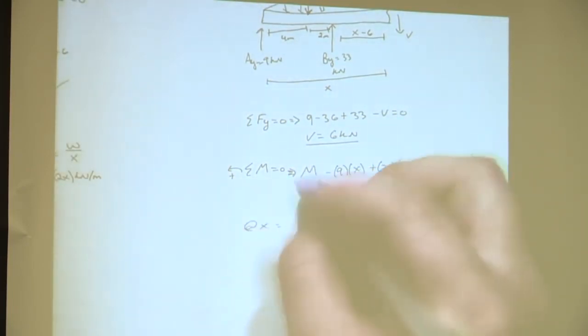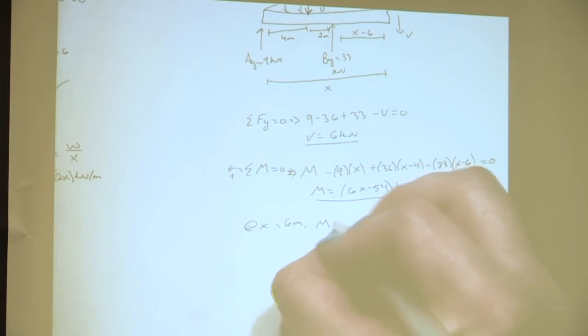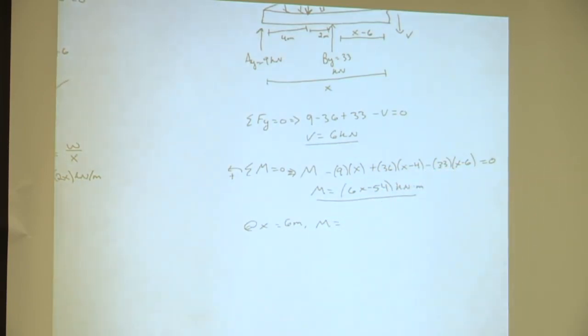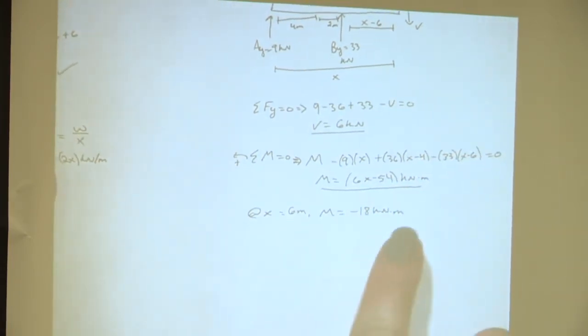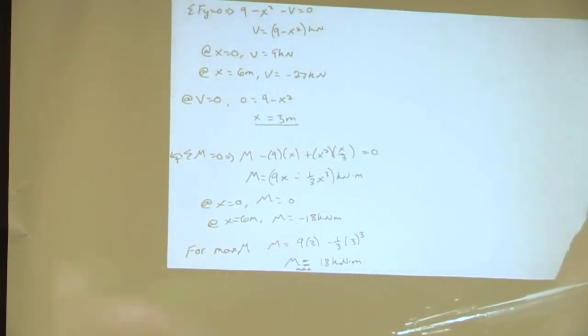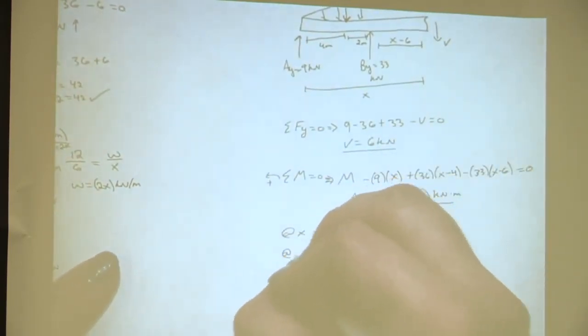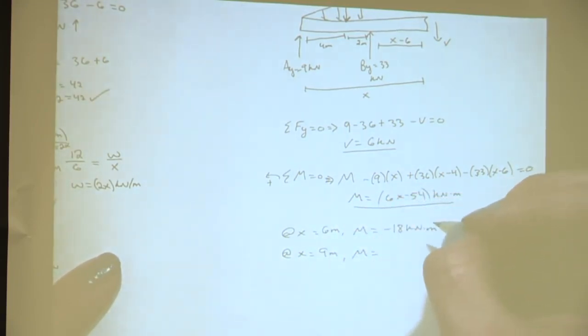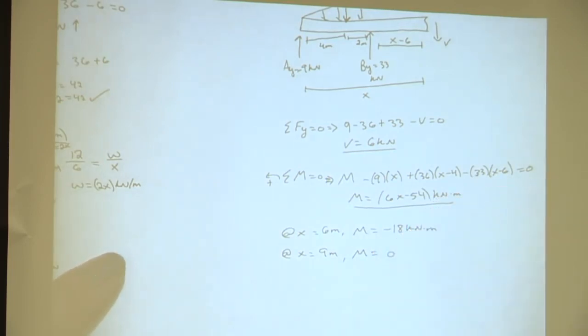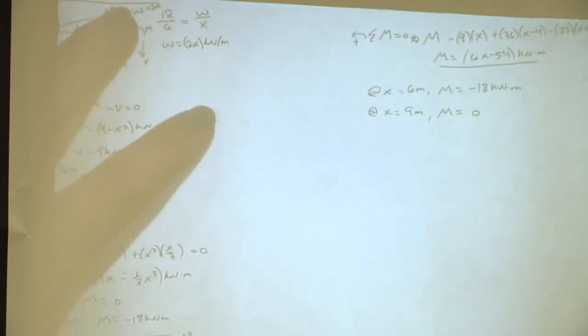So at X equal to 6 meters, M is equal to what? Negative 18. Negative 18 kilonewton meters, and we can check to make sure that's correct. So we get negative 18 at X equals 6, and then back over here at X equals 6, we also got negative 18, so we are good. Okay, and then at X equals 9 meters, M is equal to 0. Okay, now what do we do? Graph everything.